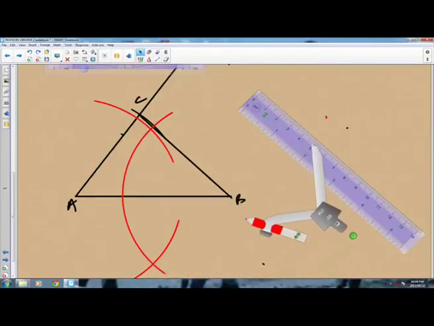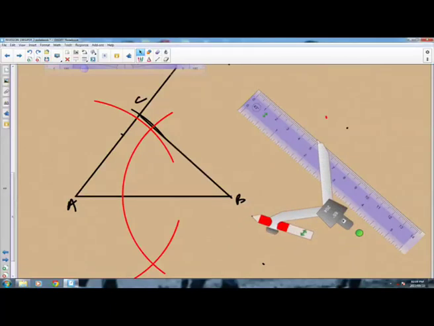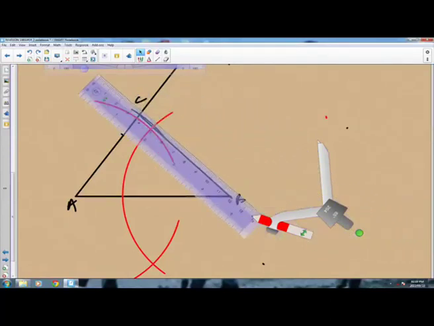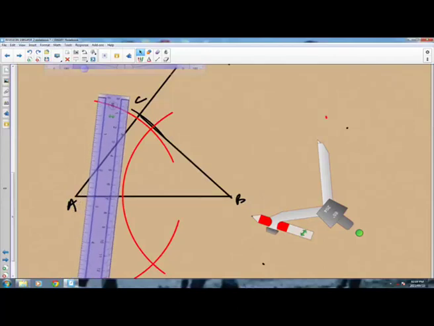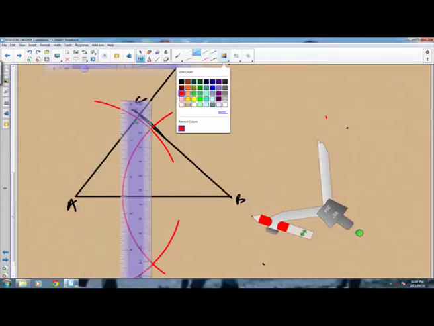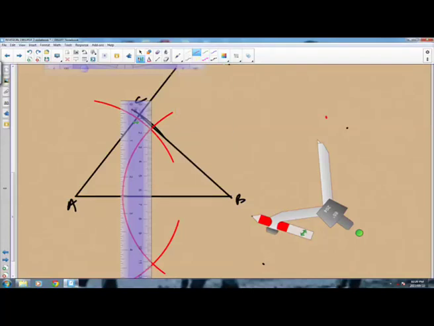Then after this, you can see that the two arcs are crossing each other. We got two arcs at the top crossing each other, and then the other ones at the bottom crossing each other. Then take a ruler, draw a line passing through those two crosses of arcs. So this is what we expected to do. So this is the perpendicular bisector of line AB, and this is how you do it.